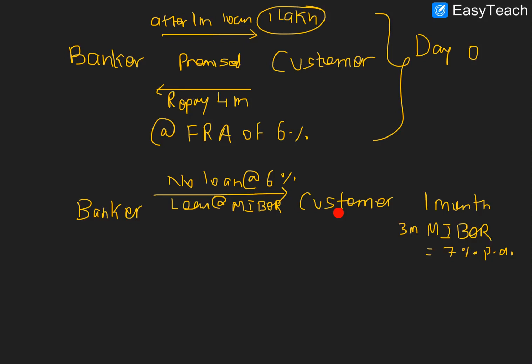Now obviously the customer is going to be even more angry, and he says, "You have promised me a loan of 6% and now you are giving me a loan at MIBOR, which is 7% per annum. This is a clear case of cheating and I'm going to file a suit against you." The banker says, "Wait sir, we are not cheating. We are asking you to take a loan at MIBOR rate, but we didn't deny that we are defaulting on our FRA." The customer is now confused.